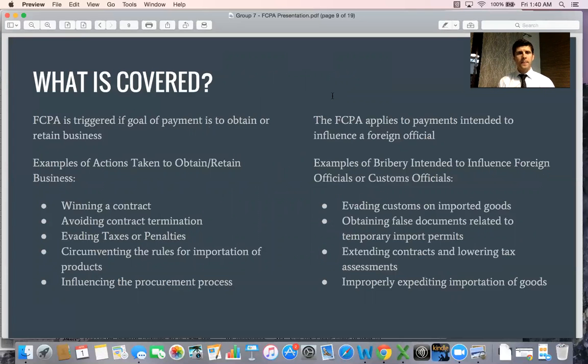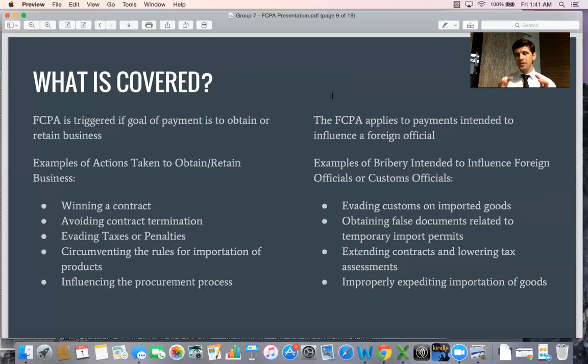So what is covered? Some examples of actions taken to retain or obtain business: winning a contract, avoiding contract termination, avoiding taxes or penalties, circumventing rules on the importation of products, influencing a procurement process. Some examples of bribery, either to officials or to customs officials. It doesn't have to be government officials. Evading customs on imported goods, obtaining false documents related to temporary import permits, extended contracts, and lowering tax assessments. And this is actually a pretty common one with border agents, especially.